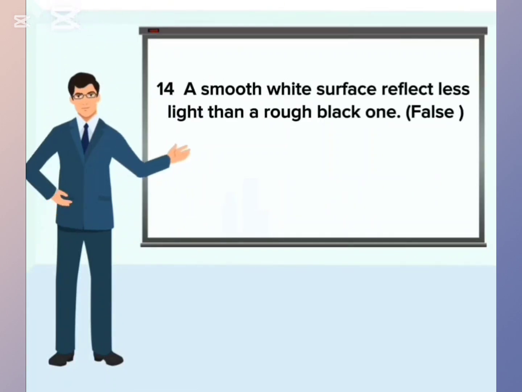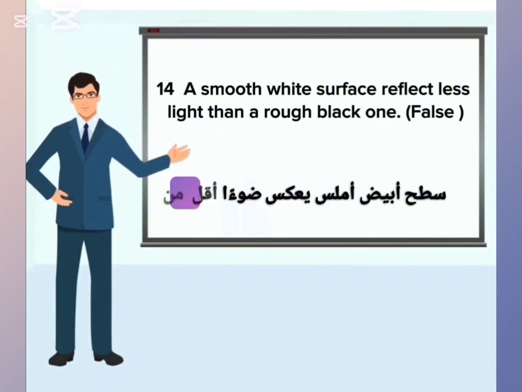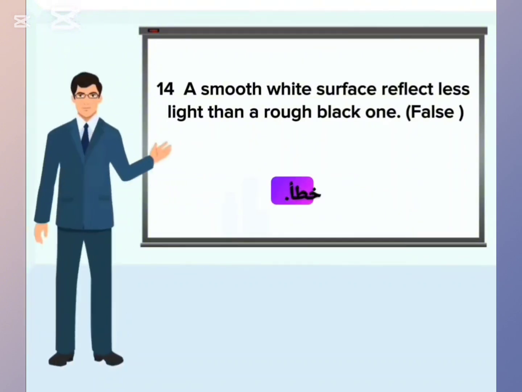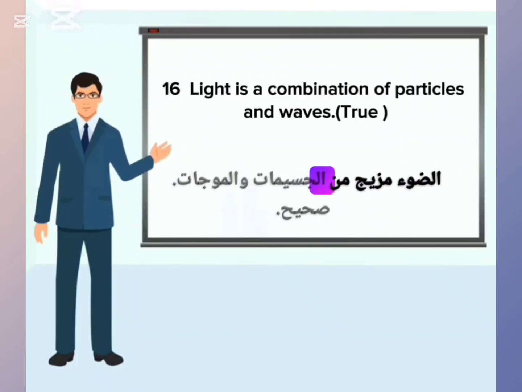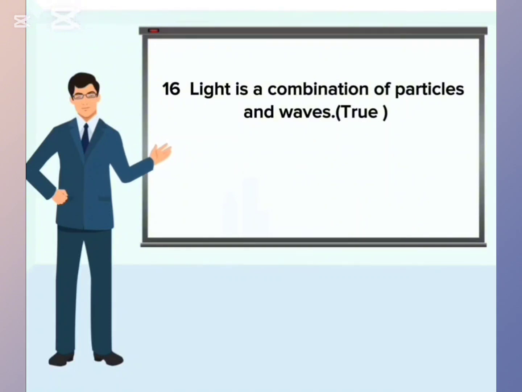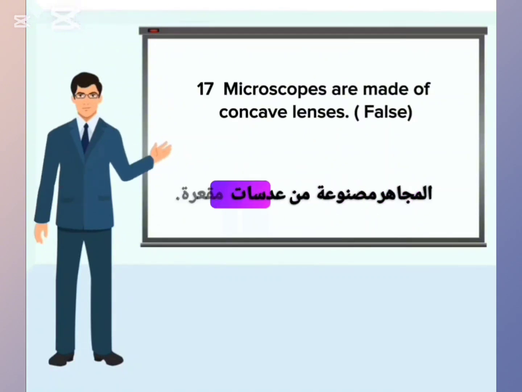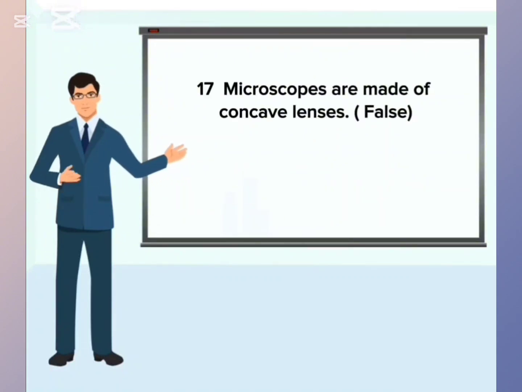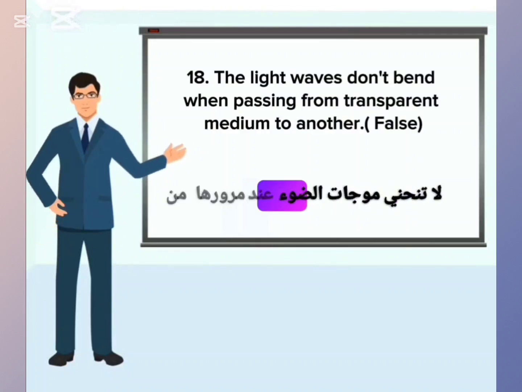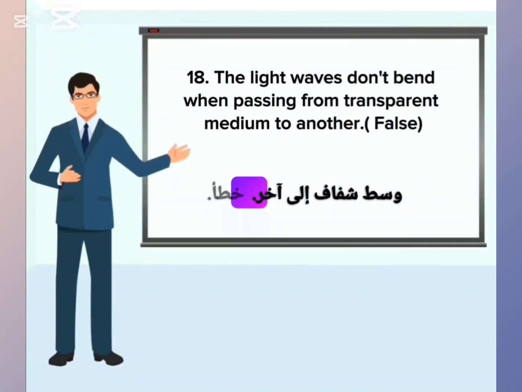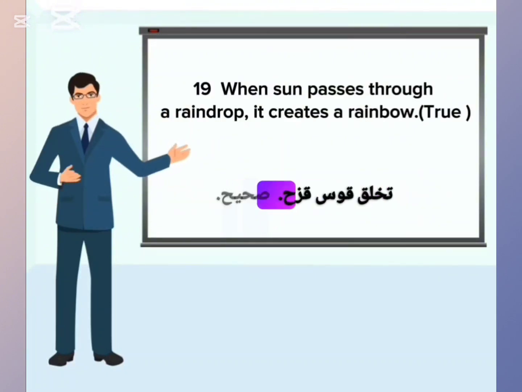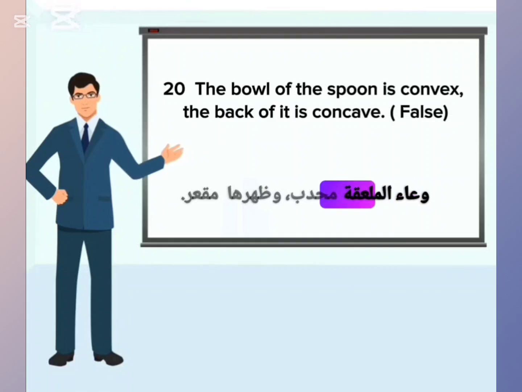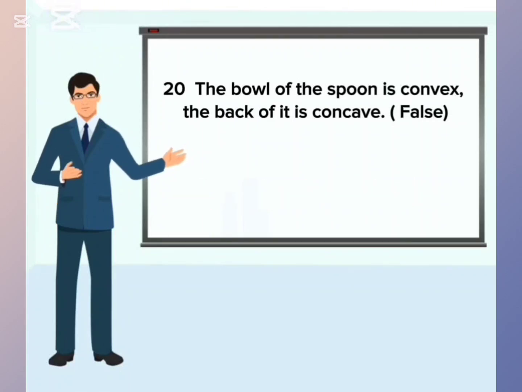14. A smooth white surface reflects less light than a rough black one. False. 15. Rough surfaces scatter light. True. 16. Light is a combination of particles and waves. True. 17. Microscopes are made of concave lenses. False. 18. Light waves don't bend when passing from one transparent medium to another. False. 19. When sunlight passes through a raindrop, it creates a rainbow. True. 20. The bowl of a spoon is convex, the back of it is concave.